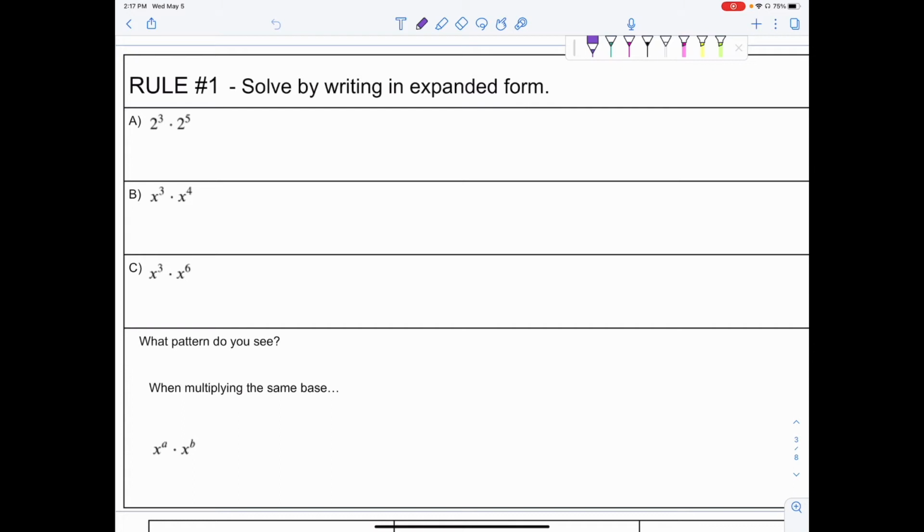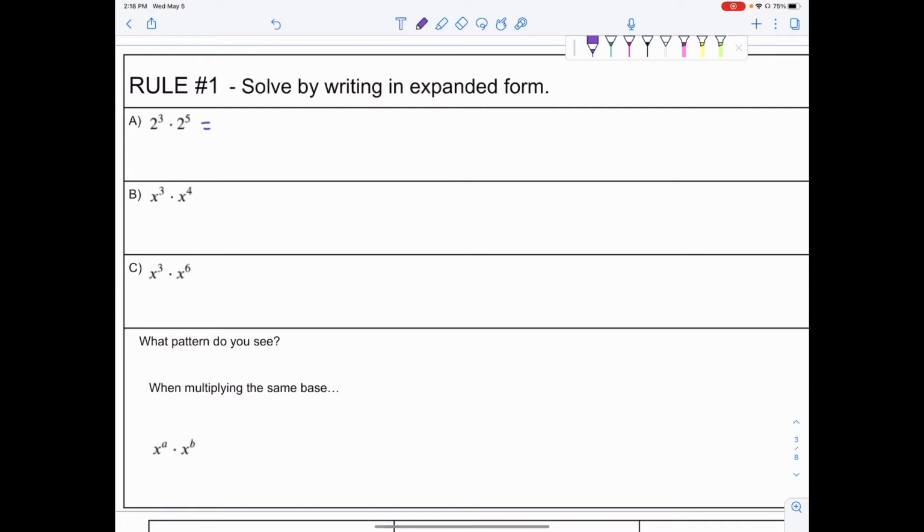Today we started looking at the rules of exponents, and it's really important that you understand the why behind the rule. Because when we put all of the rules together, sometimes it can be hard for people to keep them straight if they don't understand the why behind them. So as we look at discovering these rules, we're going to write them in expanded form. We're going to write them out the long way to help us see what those rules would be.